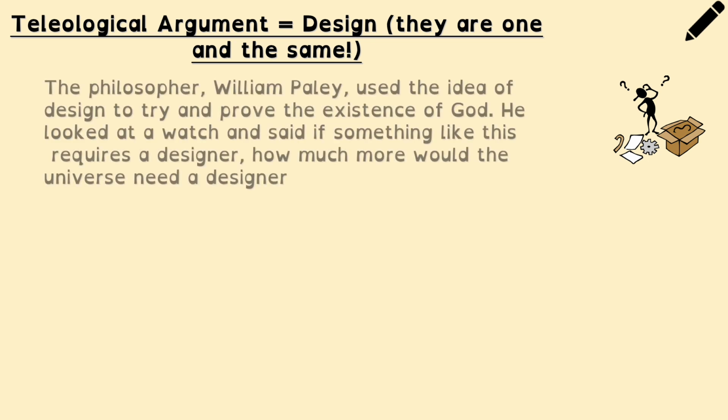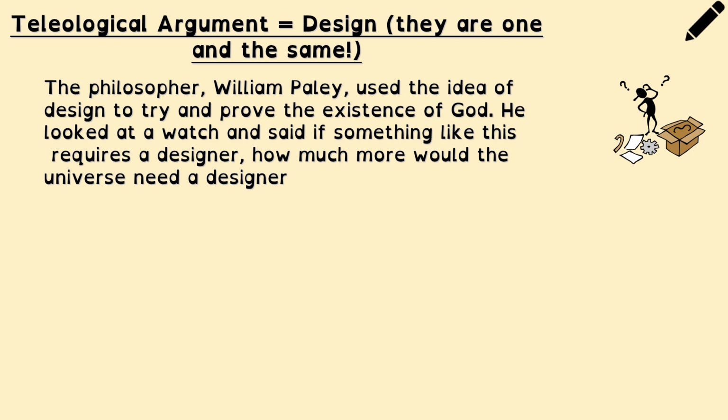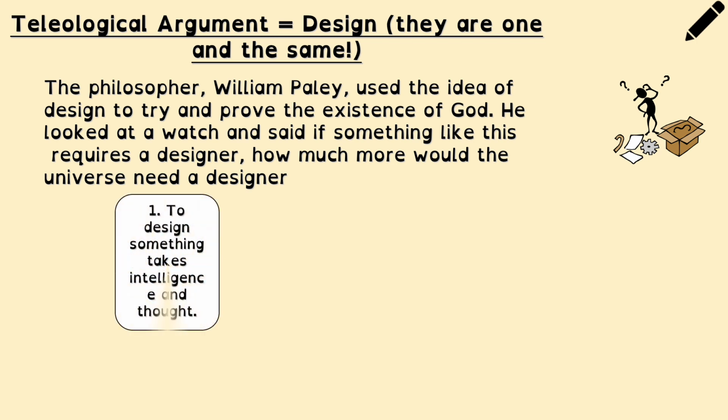Okay, and this argument came about because the philosopher William Paley used the idea of design to try to prove the existence of God. So he was looking to prove, remember, prove shows something to definitely be true. He looked at a watch and said, if something like this requires a designer, how much more would the universe need a designer? So let's see the stages of his arguments.